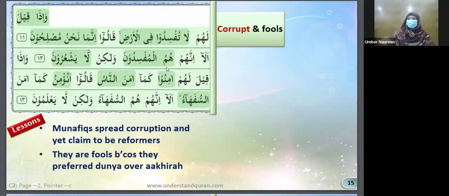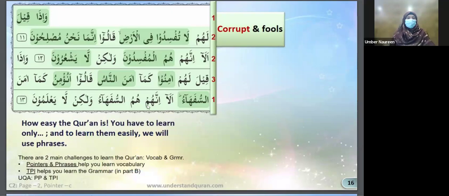Jazakallah. Ahsanti, sister. Very well. MashaAllah. So, the lessons are: munafiqeen spread corruption and yet claim to be the reformer, and they are fools because they prefer dunya over akhirah. First of all, we will look at these ayahs and see how many words are new for us. You will be telling me how much you have learned and what is new for you. So, wa is the harf, ism, or fail?